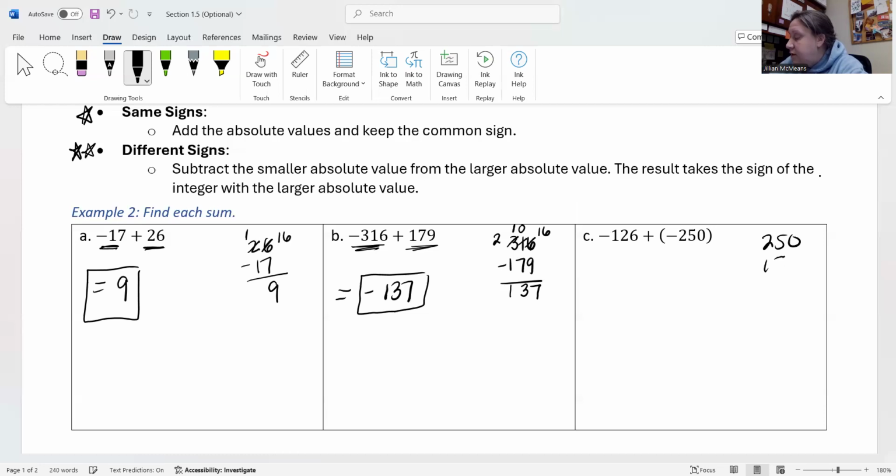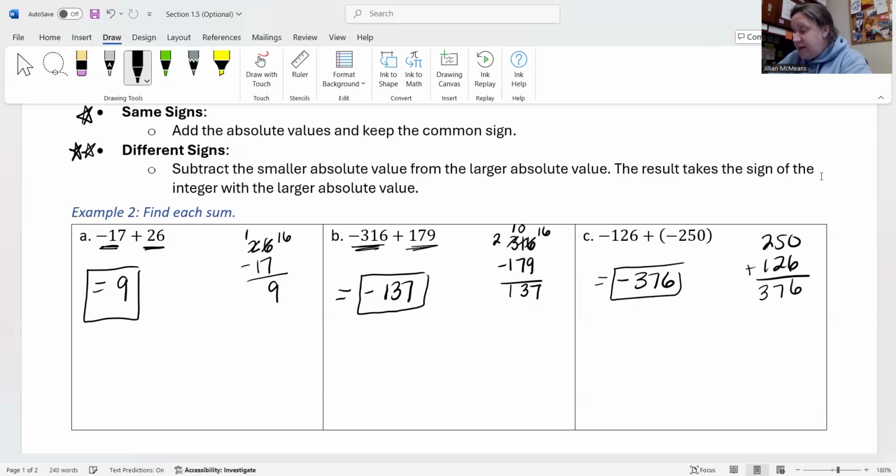So 250 plus 126, you could probably do this one in your head, but if you need to do the side work, that's fine. 0 plus 6 is 6. 5 plus 2 is 7. 2 plus 1 is 3. So I know I have 376, but am I positive or am I negative? Well, when you're adding two numbers with the same sign, you add them and you keep whatever the common sign is. So this is going to be negative 376.